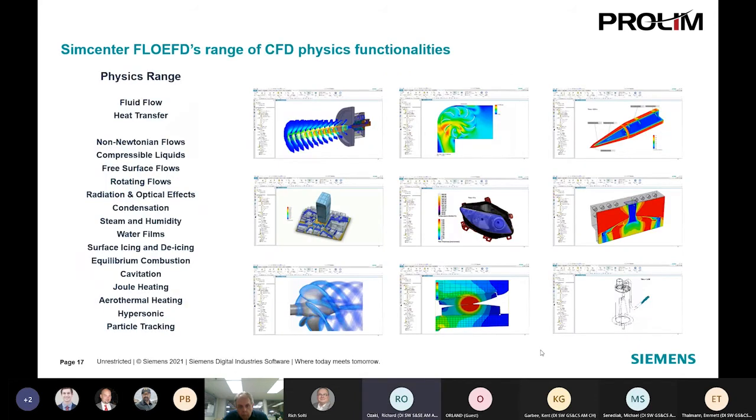So I'm not going to go through all of the physics ranges, but broadly speaking, it's fluid flow and heat transfer. Can we remove heat with air, or can we remove heat with water? And what are the resultant temperatures that we get within our assembly? Yeah, so it's very, very powerful. As I said, general purpose, and it can be used in a really wide range of applications.